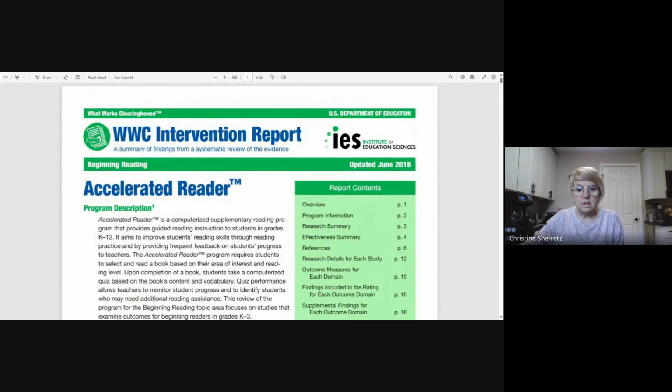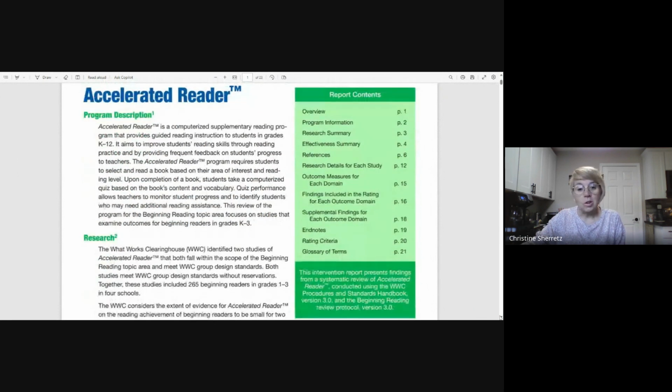Now, the reason I picked this is because accelerated reader has been the bane of my existence as long as I've been in reading. And I know a lot of schools use it. And it just bothers me because I wonder sometimes if anyone's ever seen the research on it.